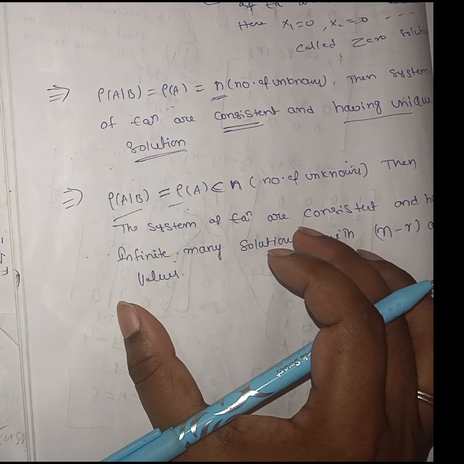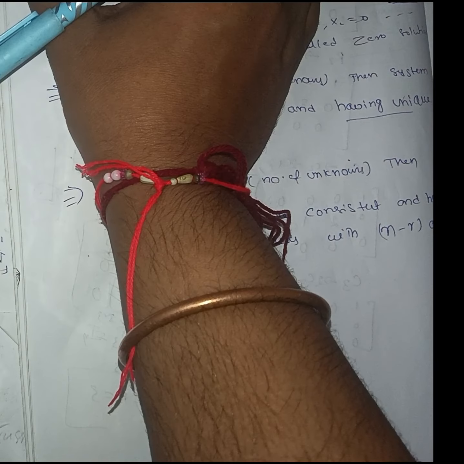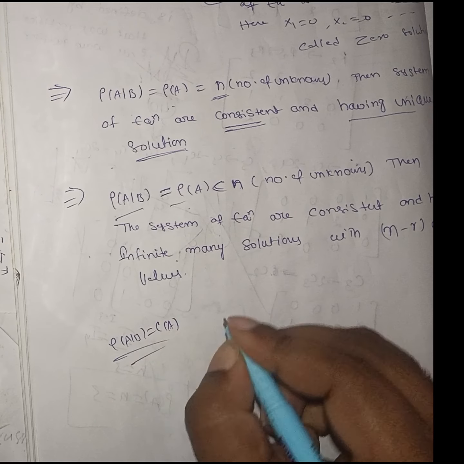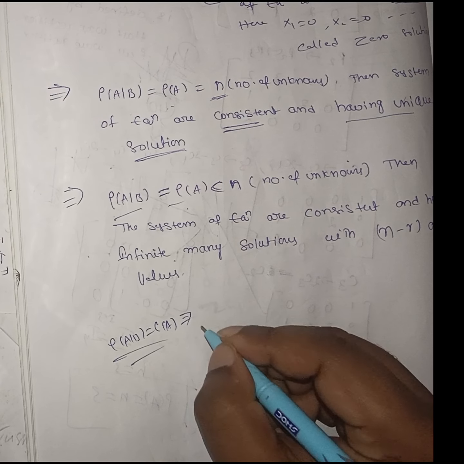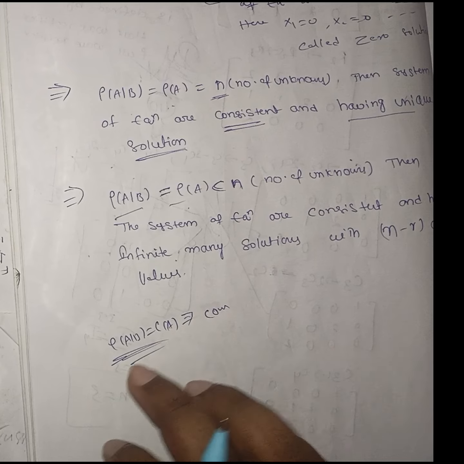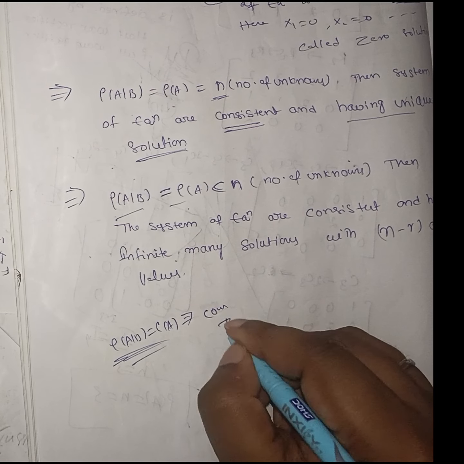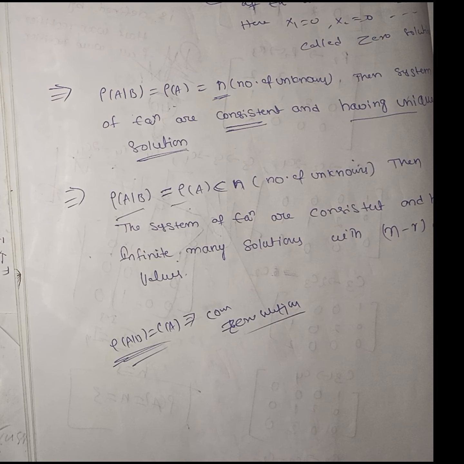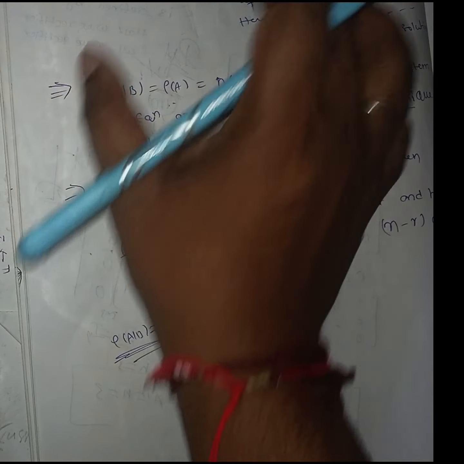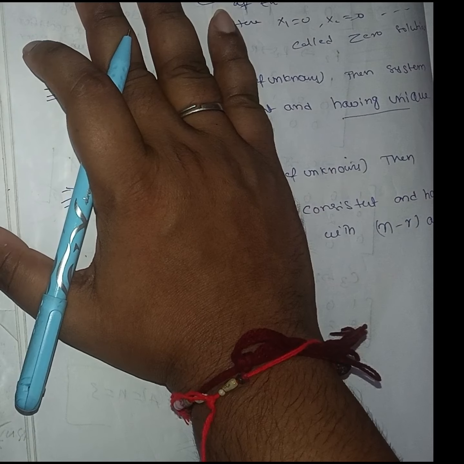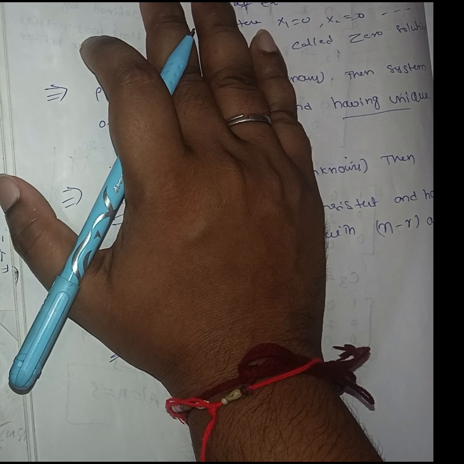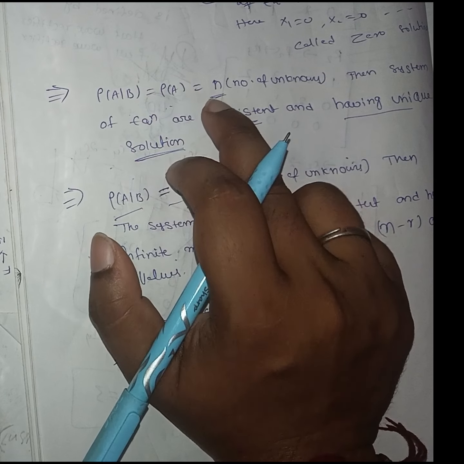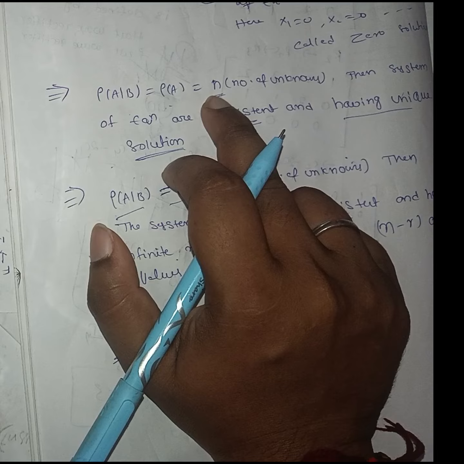I'll tell you how to find the solutions. In the case of homogeneous equations, rank of AB is always equal to rank of A, and these equations are said to be consistent and have the zero solution. I'll explain in examples to understand better, but as of now we discussed these three points. Rank of AB equal to rank of A means the equations are consistent, and there are two types. If rank of AB is equal to rank of A is equal to the number of unknowns, they have a unique solution.